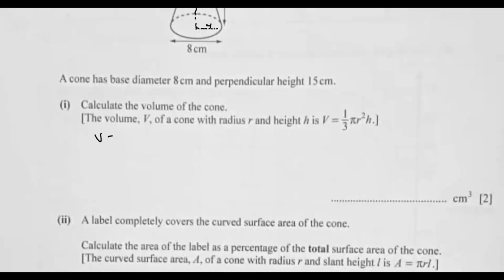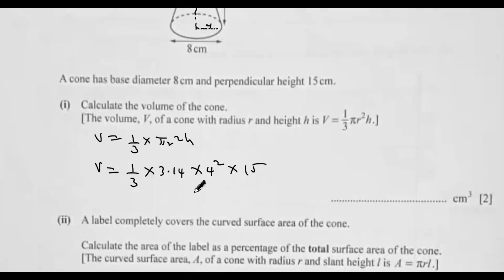So the volume of the cone is already given: 1 over 3 times pi r squared h. In case you don't know, the volume of a cone is 1/3 of the volume of a cylinder. So if you key in the values like this, 1 over 3 times 3.14 times the radius, which is 4 centimeters, squared, times the height, which is 15 centimeters. So if you take your calculator, the volume will be 251.2 centimeter cube.